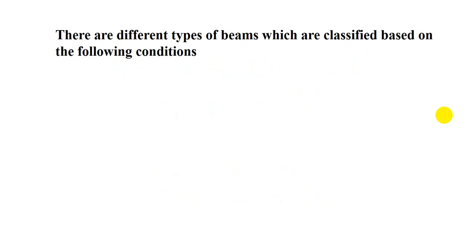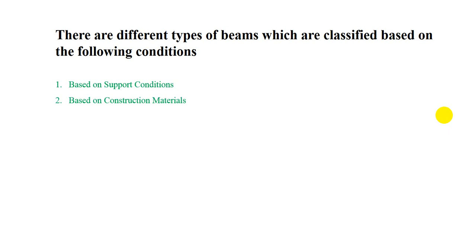So first of all, there are different types of beam which are classified based on the following conditions. First we'll divide the beams into different categories, then we'll discuss them with subcategories. First of all, based on support condition, we have divided the beam according to support condition.